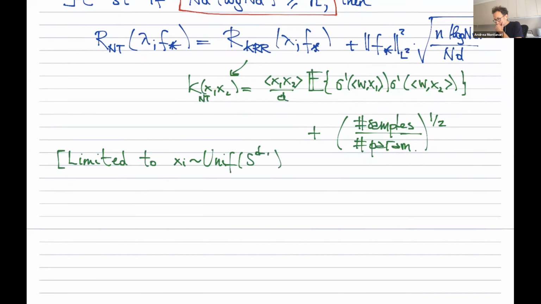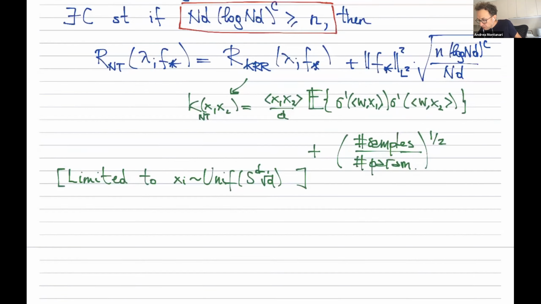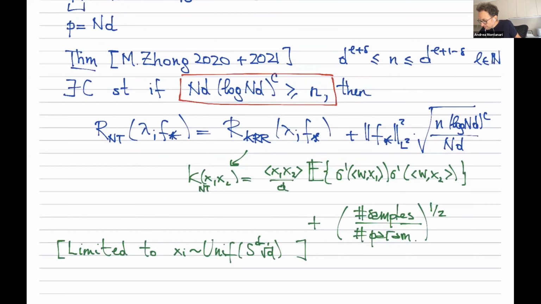While the previous result had a generalization to other distributions, in this case we don't have a generalization to other distributions at the moment. Okay, let's see how we are doing with time. Perhaps let me pause a moment to see if there are questions about this.